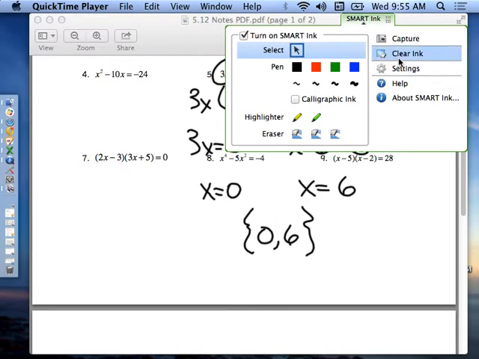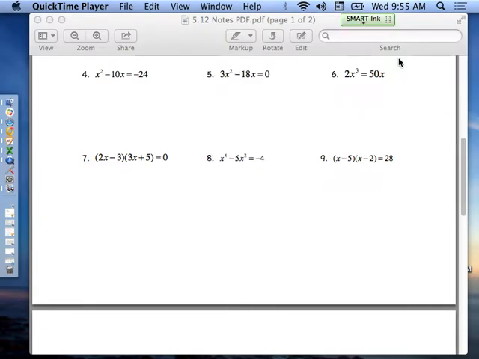Number 6 is a little trick. Oftentimes students want to divide away the 2 or divide out an x. That's not the correct way to do this. You need to set it equal to 0 by subtracting 50x from both sides. Don't try to divide any factors out. If you do that, you will miss some of the roots. So here I have a degree 3 equation, which means I can have at most 3 solutions.